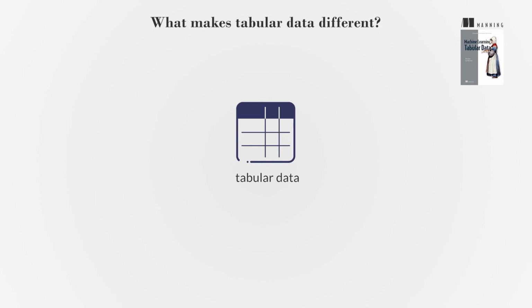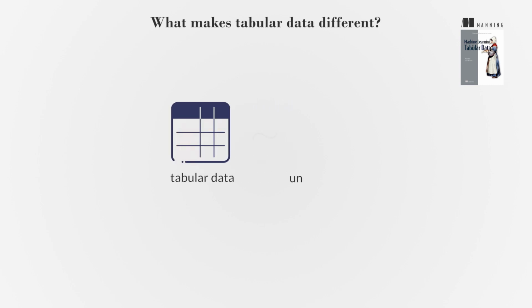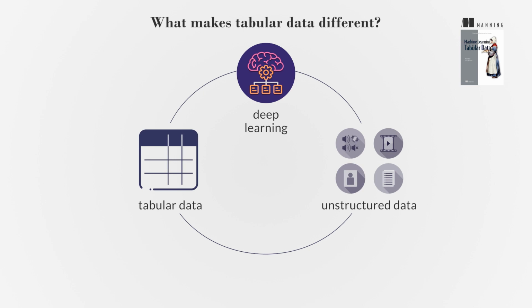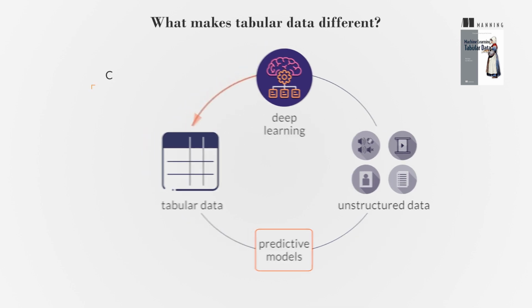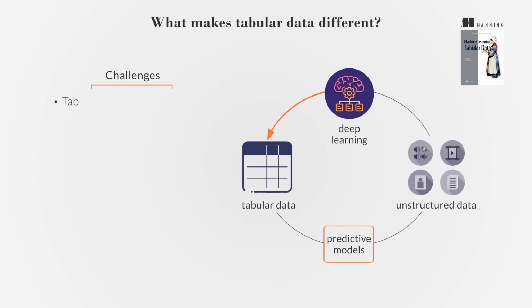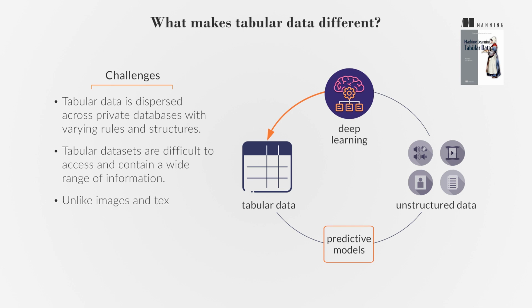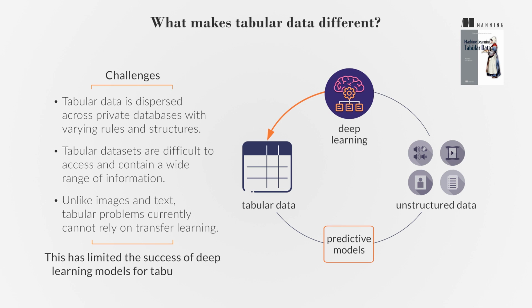Tabular data differs from other data types because it is structured in rows and columns, unlike unstructured data like audio, video, images, and text. Deep learning has revolutionized the process of transforming unstructured data into a structured format for predictive models. However, deep learning has faced challenges when applied to tabular data, primarily because tabular data is dispersed across private databases with varying rules and structures. Tabular datasets are difficult to access and contain a wide range of information, making it challenging to apply pre-trained deep learning solutions. Unlike images and text, where deep learning models can be easily shared and adapted, tabular problems currently cannot rely on transfer learning. This has limited the success of deep learning models for tabular data.